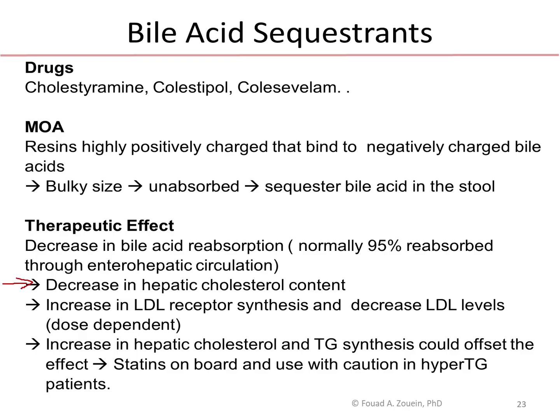As a result, similar to what we talked about with statins, the cell is going to notice a decrease in cholesterol. We need cholesterol. What are they going to do as a feedback mechanism? They're going to increase LDL receptor synthesis, which subsequently will decrease LDL level in the circulation, because more LDL receptors will attract more LDL from the circulation. However, as another feedback mechanism, the liver will start increasing the synthesis of cholesterol and triglyceride. So this could offset the effect.